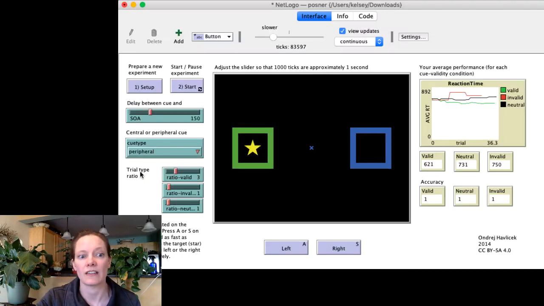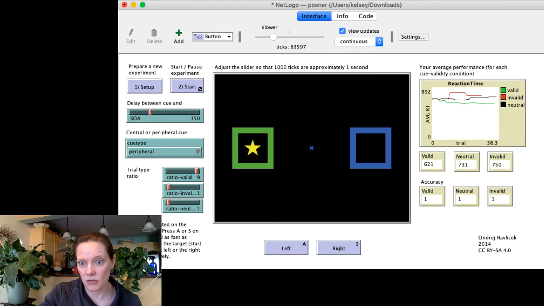Another potential analysis is whether the probability of cues being valid has any effect on the outcomes. So for this, I would suggest choosing the optimal SOA for each cue type, peripheral or central, and running two sets of trials, one with a very high ratio of valid to invalid cues, say 5-to-1, and one with a very low ratio, say 1-to-1 valid to invalid cues. And again, you can set that with these sliders on the left. So there you have 1-to-1, and you could go as high as 10-to-1. Just keep in mind that as you increase that ratio, you'll have many fewer invalid data points contributing to that reaction time measurement.